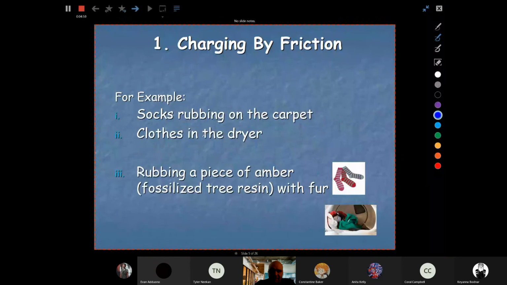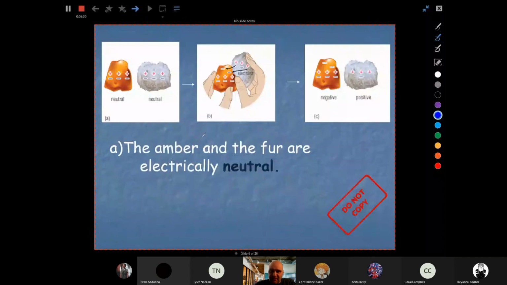Maybe you don't need to copy this one down. For example: socks rubbed on the carpet, clothes in the dryer, rubbing a piece of amber with fur. Those are all examples. The point is, anytime you rub anything together, that's a way to figure these out in the future, because I'm going to give you a scenario and ask which of the three it is. If you literally see the word rubbing, it has to be friction. So don't bother copying this.